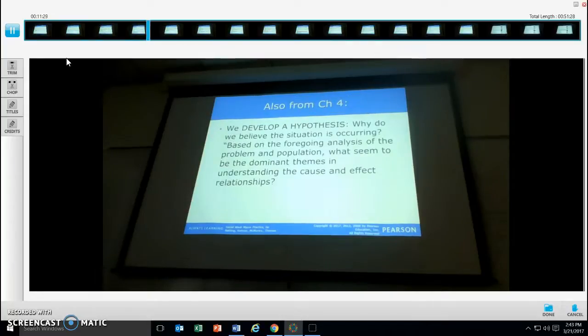Also, from chapter 4, we began to develop a hypothesis. And why do we believe this situation is occurring? So based on, and this is from the course text, based on foregoing analysis of the problem and the population, what seem to be the dominant themes in understanding the cause and effect relationships. So in chapter 4, you were developing some sort of themes about this. Why do we think this is happening? So we sort of just demonstrated that a little bit with, we see that they need a place to live.